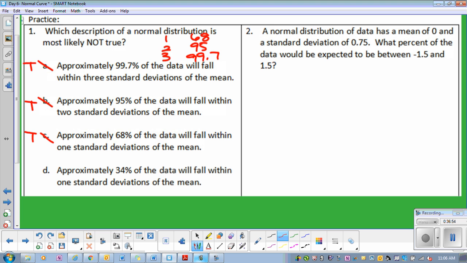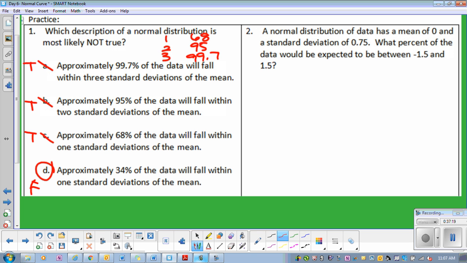So then look at this. Approximately 34% of the data will fall within 1 standard deviation of the mean. No, it's only like 1 either going below or above the mean, right? When we say 1 standard deviation from the mean, it could be below or it could be above. All right? So let's look at number 2.